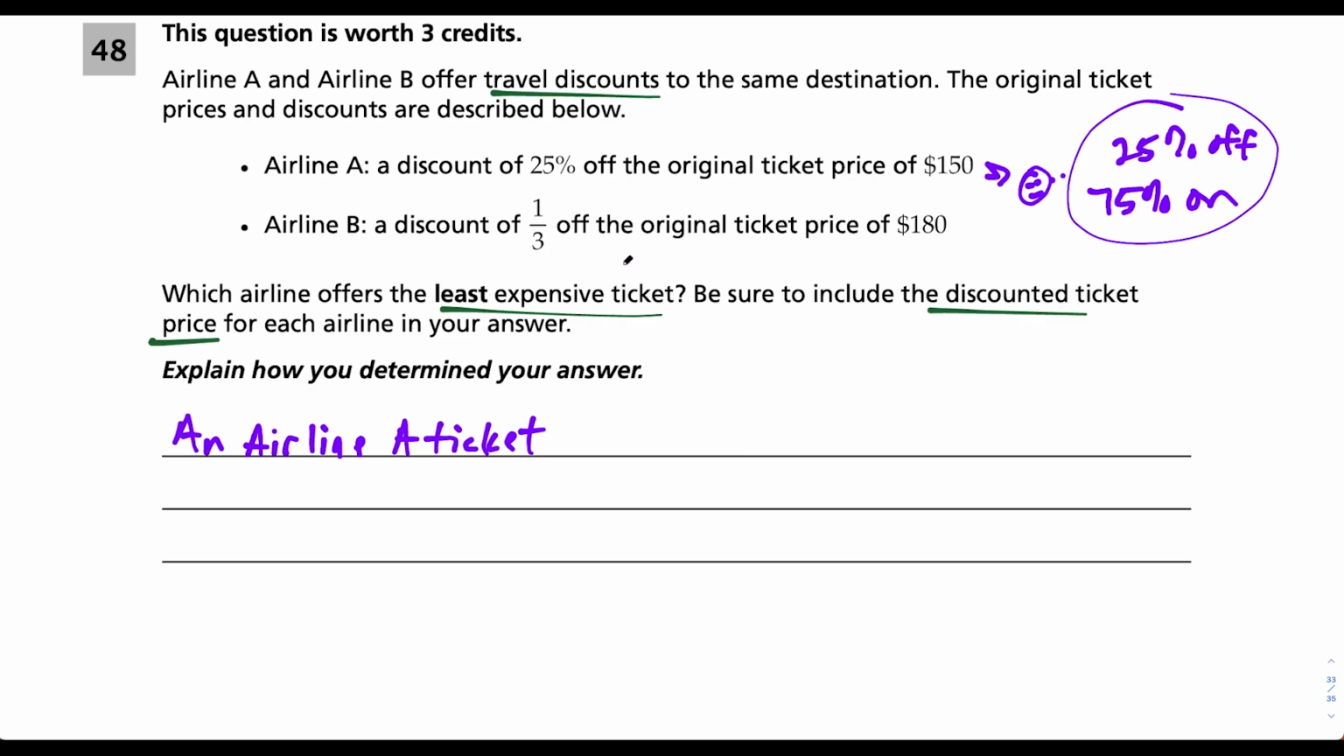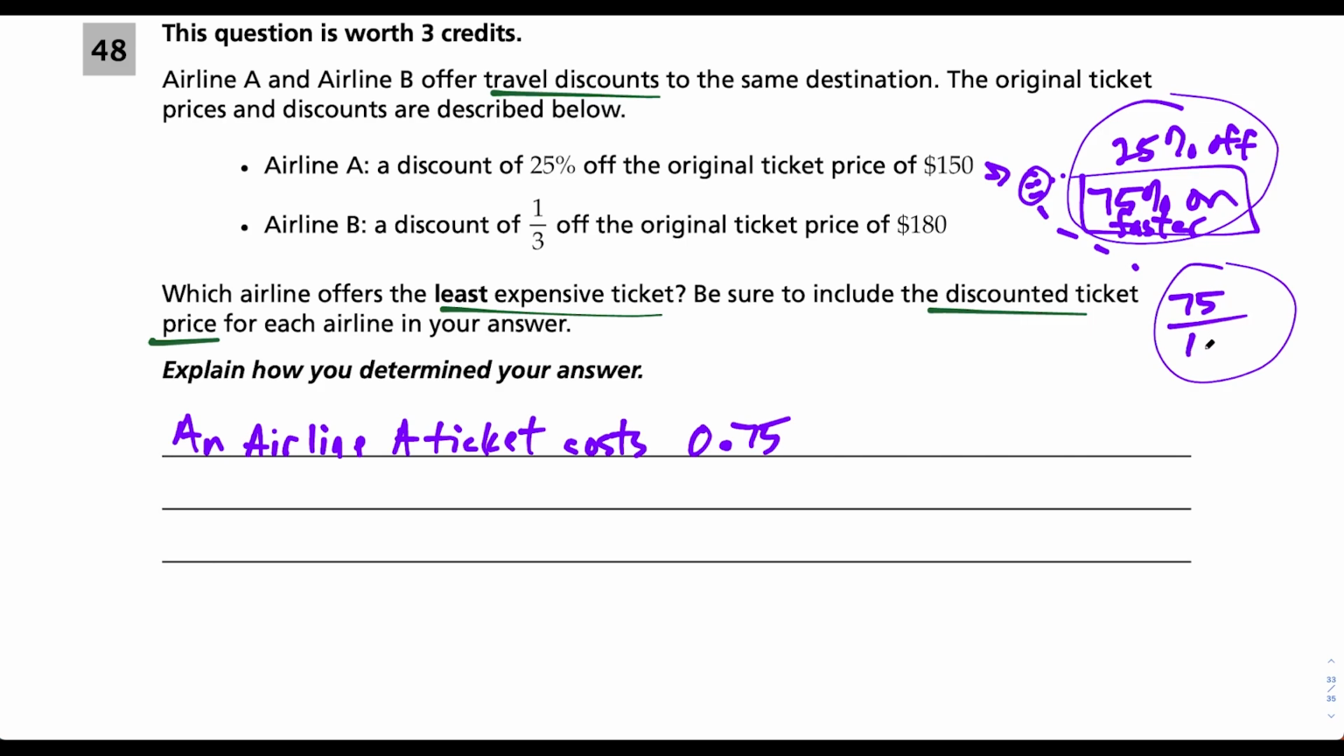Okay, so when I'm finding the discount price, I like to use the percent on rather than take the percent off and then subtract it, because this is faster. Like doing it this way, like looking at this value is faster. They're both correct to use, but I like to use the percent on. So an Airline A ticket cost, and now we just have to do the math here. We're going to take the discount, but we're going to use the percent that's on. 75% is 0.75. If that's something that you just can't do in your head, it's fine. 75% is the same thing as 75 out of 100, and that works out to 0.75.